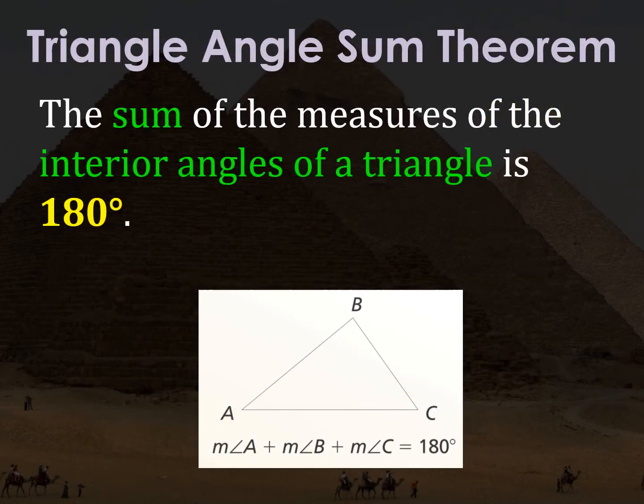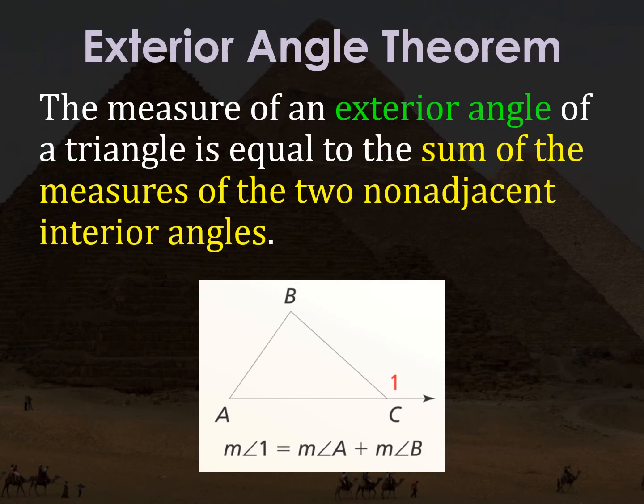So the triangle angle sum theorem is a rule you probably are familiar with. If you add up the measures of the 3 interior angles of a triangle, they will always add up to 180 degrees. Always, always, always. 180 degrees.